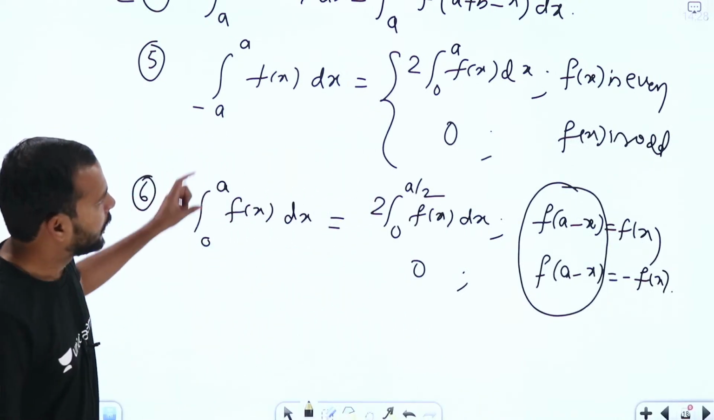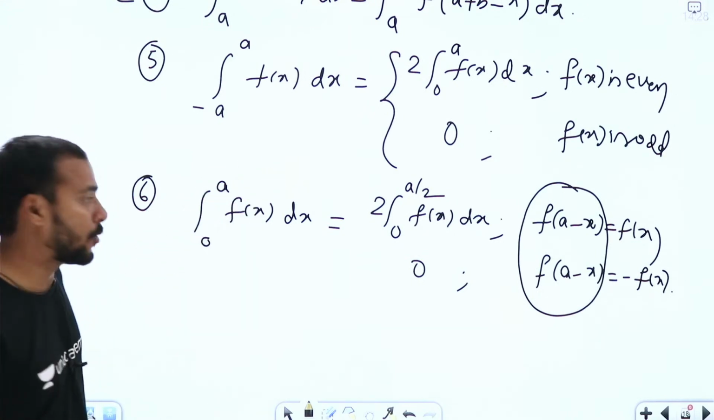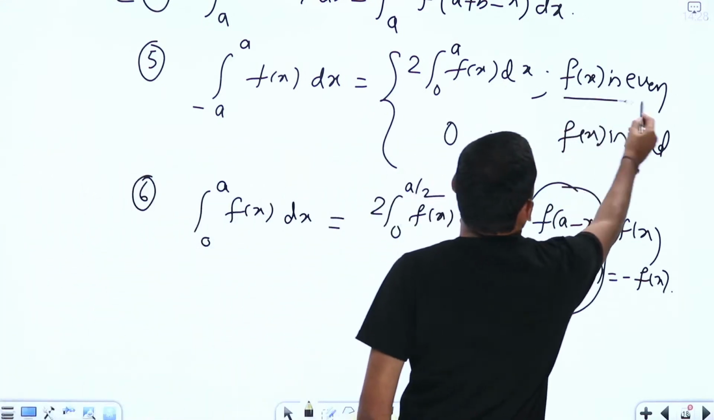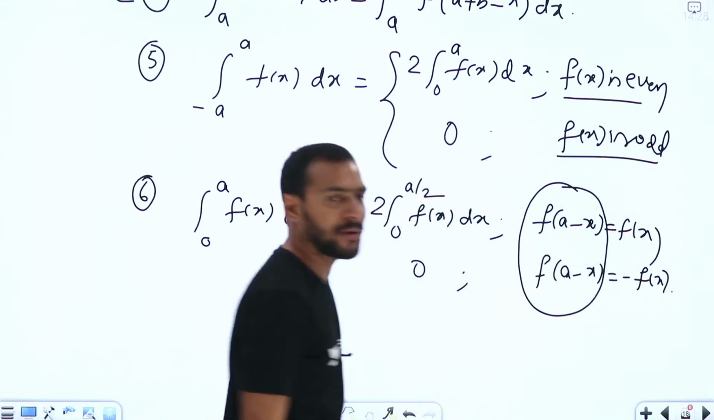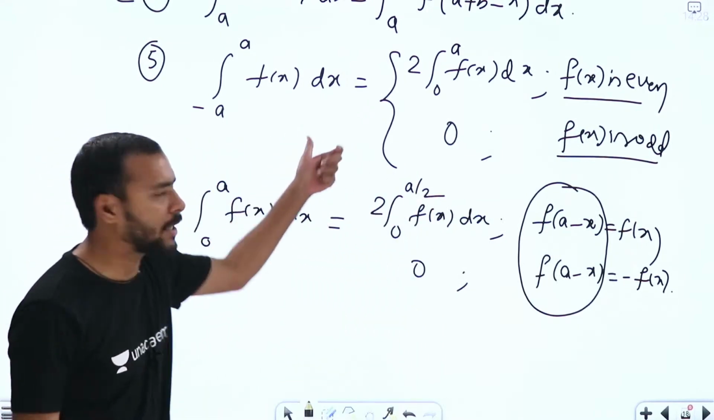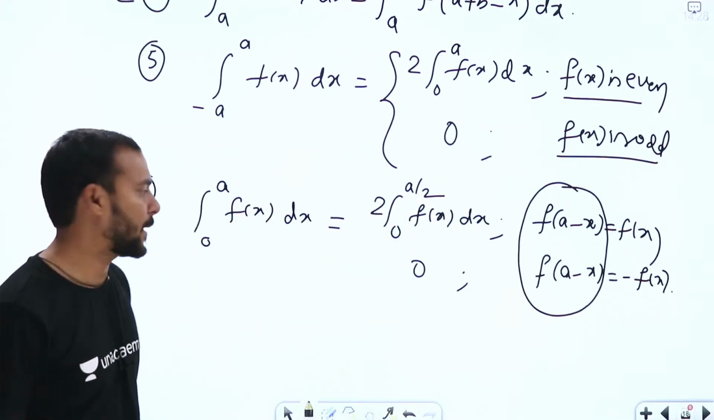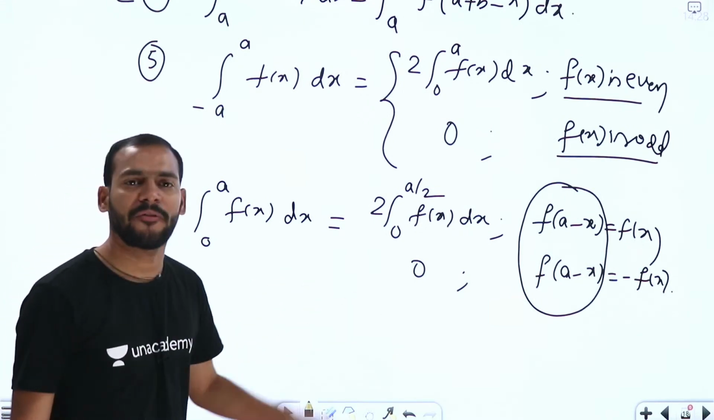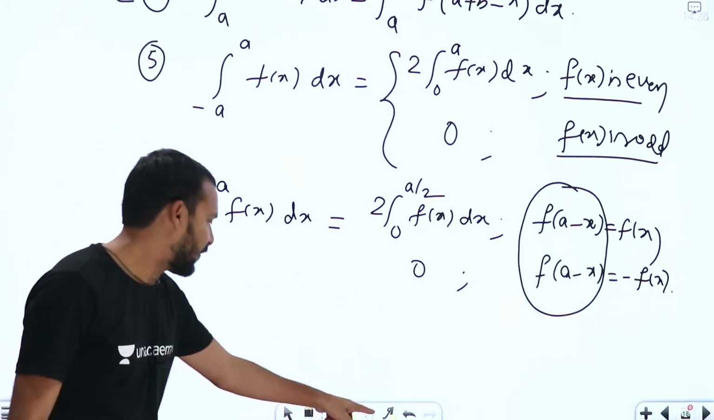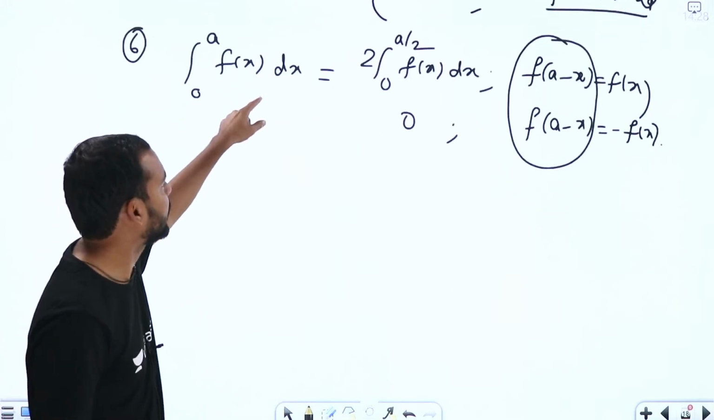Here we have to check whether the function is even or odd. Based on the even or odd property, we get some value for the integral. Here we also need to find f of a minus x in order to give the value for integral 0 to a.